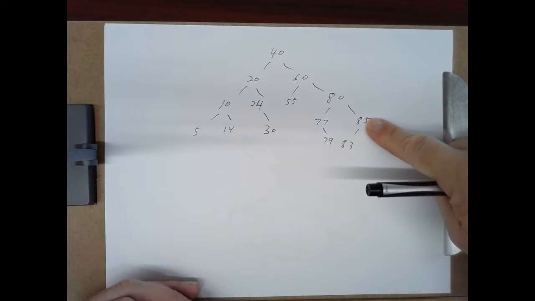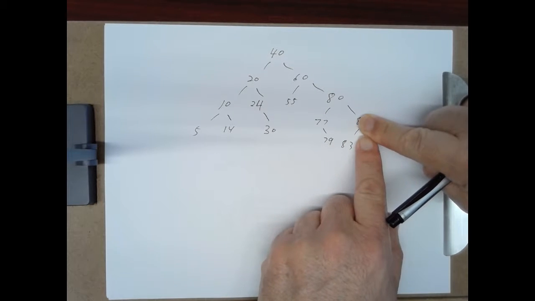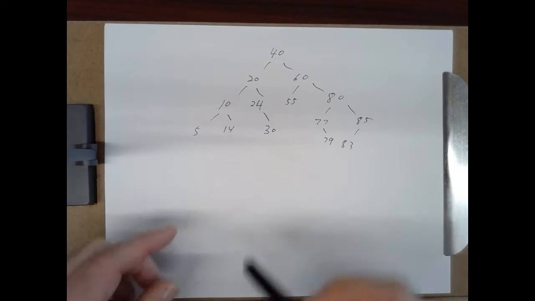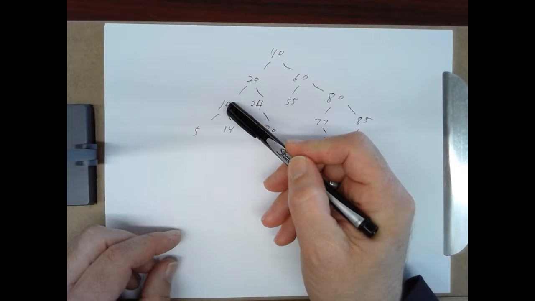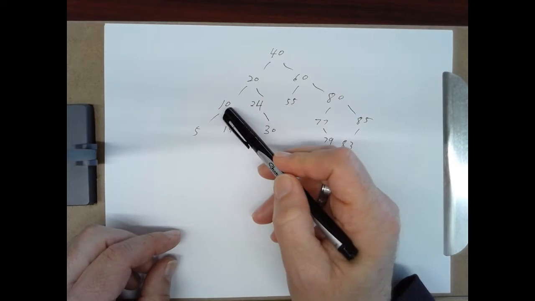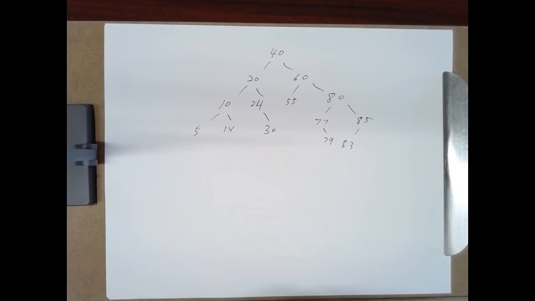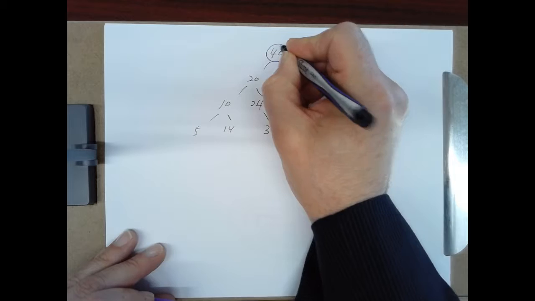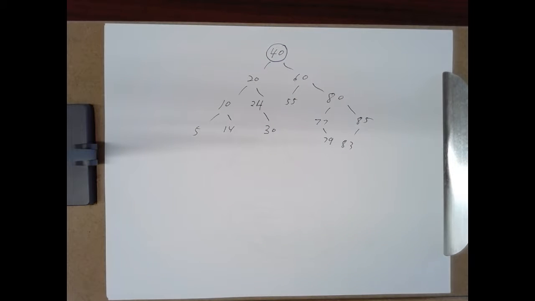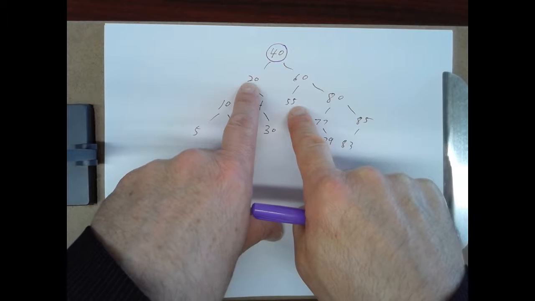If we wanted to delete the 85, we could just move the 83 up in its place. But if we want to delete the 10, we have to be a little more careful. We could move either the 5 up or the 14 up. But as we move up in the tree, deletion becomes more and more tricky. And the worst case is deleting the root. Because if we delete the 40, what do we put in its place? We could try to move the 60 up there. But 60's already got a left child. Where's the 20 going to go?